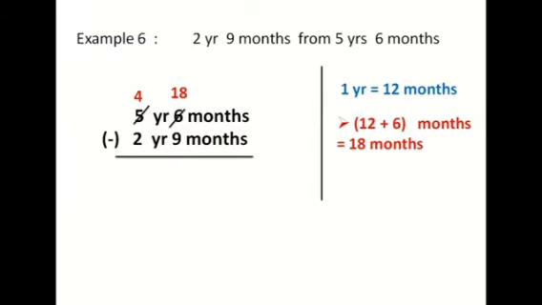I hope all of you are doing on your own. You can check it from here. 18 minus 9 gives you 9 months. Here 4 minus 2 gives you 2 years. So the final difference is 2 years 9 months. Please complete the sum.